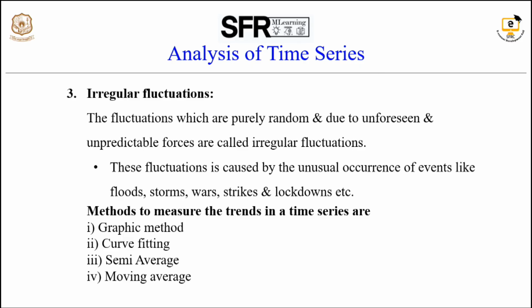Here there are 4 methods to measure the trends in a time series. What are the 4 methods? One is the graphic method, curve fitting method, semi-average and moving average. Wherever the data is given, we can apply these methods. Using the graphical method, we can plot the data and analyze whether it is totally increasing or decreasing, or otherwise moving only decreasing.